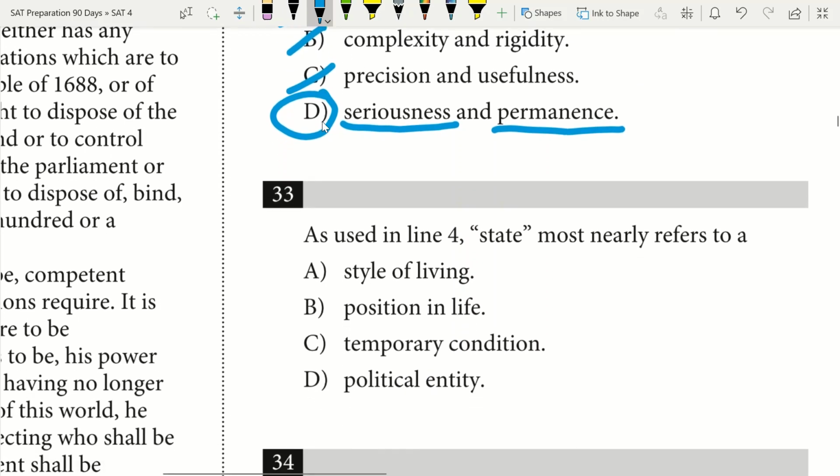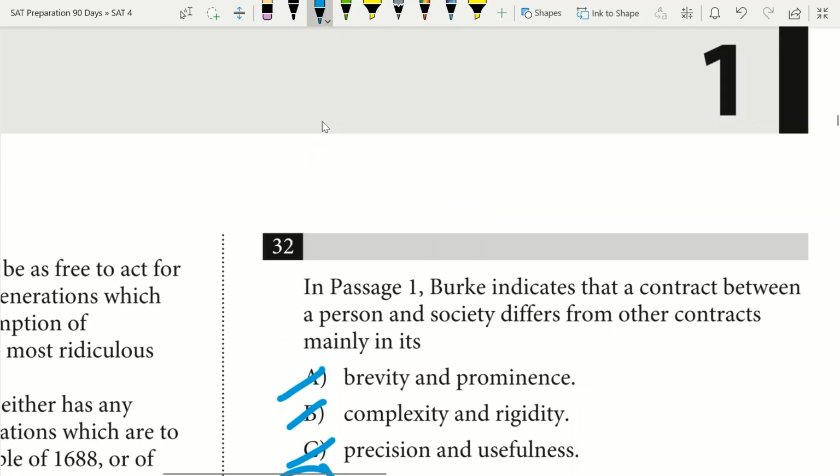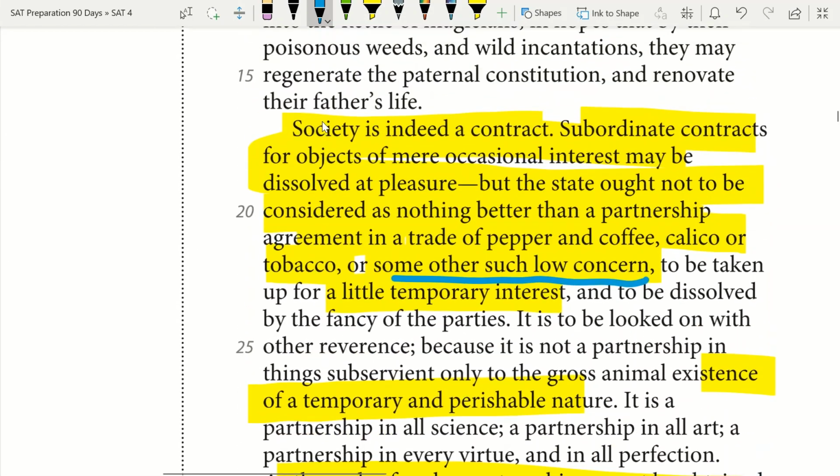Okay, as used in line 4, "state" most nearly refers to what? So we have line 4, the word is "state." Let's go take a look at what that's going to refer to. So we have line 4.